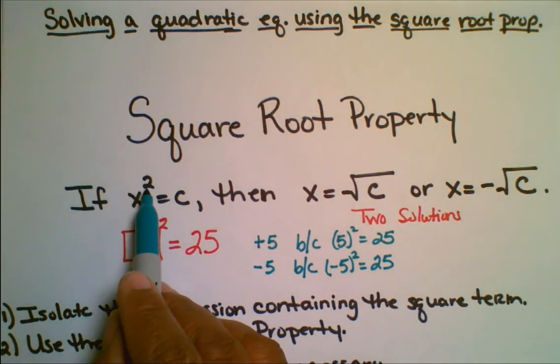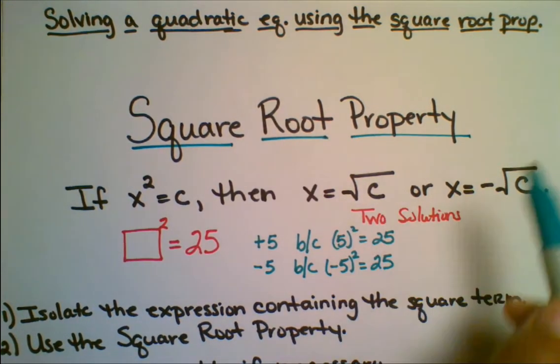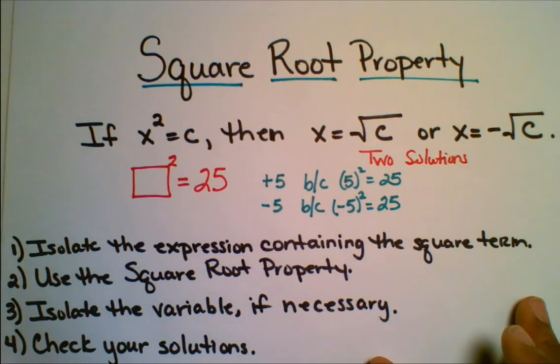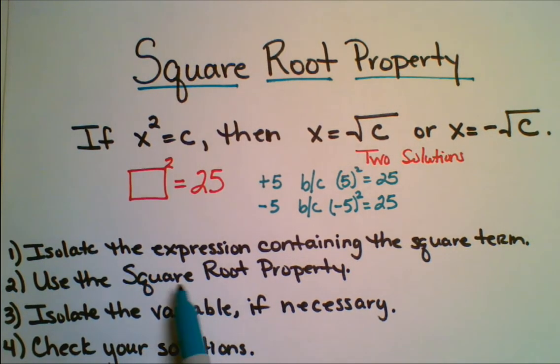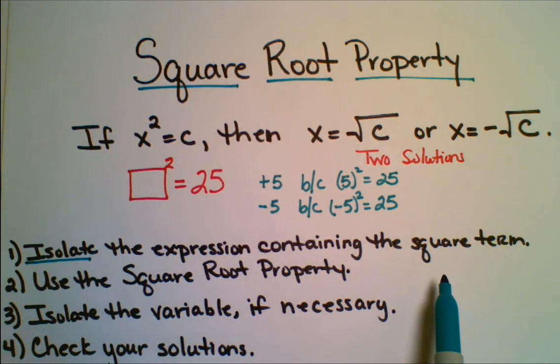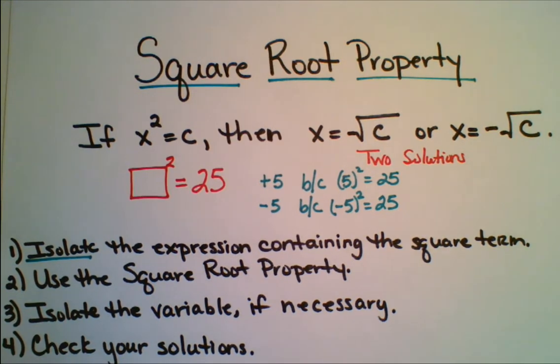So to negate a power of 2, to get rid of this exponent of 2, we would have to take the square root. Here are the instructions for how to solve an equation that has a square term using the square root property. Number 1, isolate the expression containing the square term. Number 2, use the square root property. Number 3, isolate the variable if necessary, meaning solve for that variable, and then check your solutions. So let's look at an example.